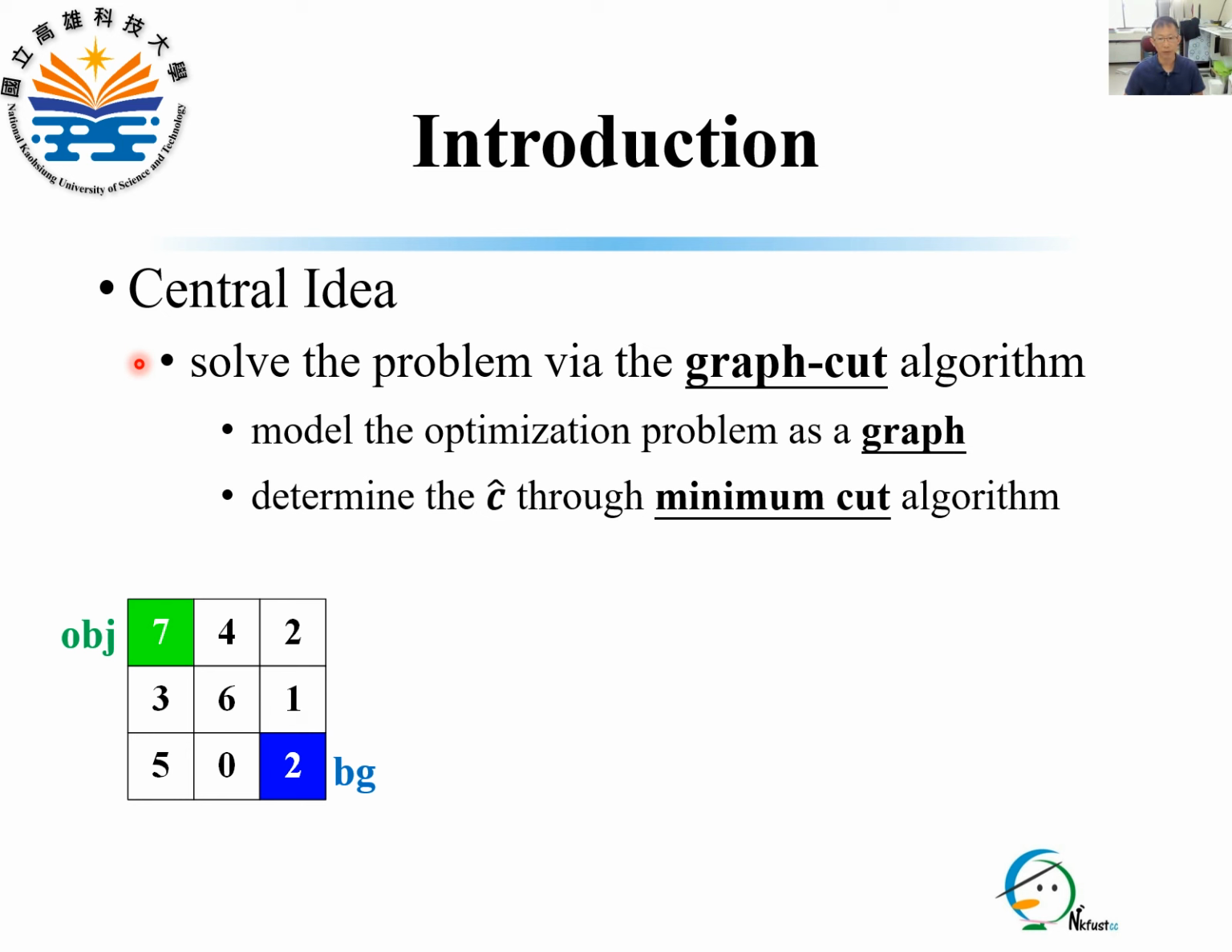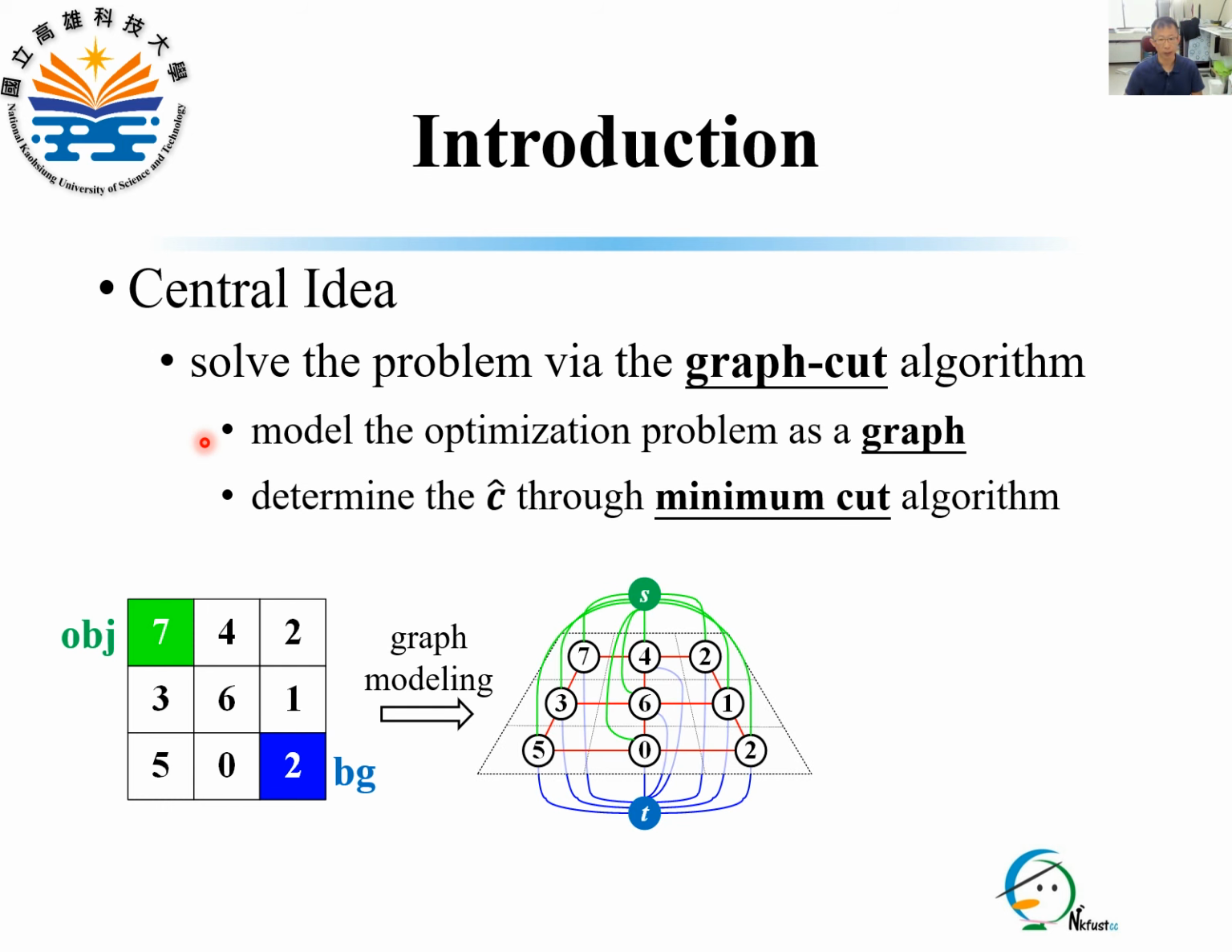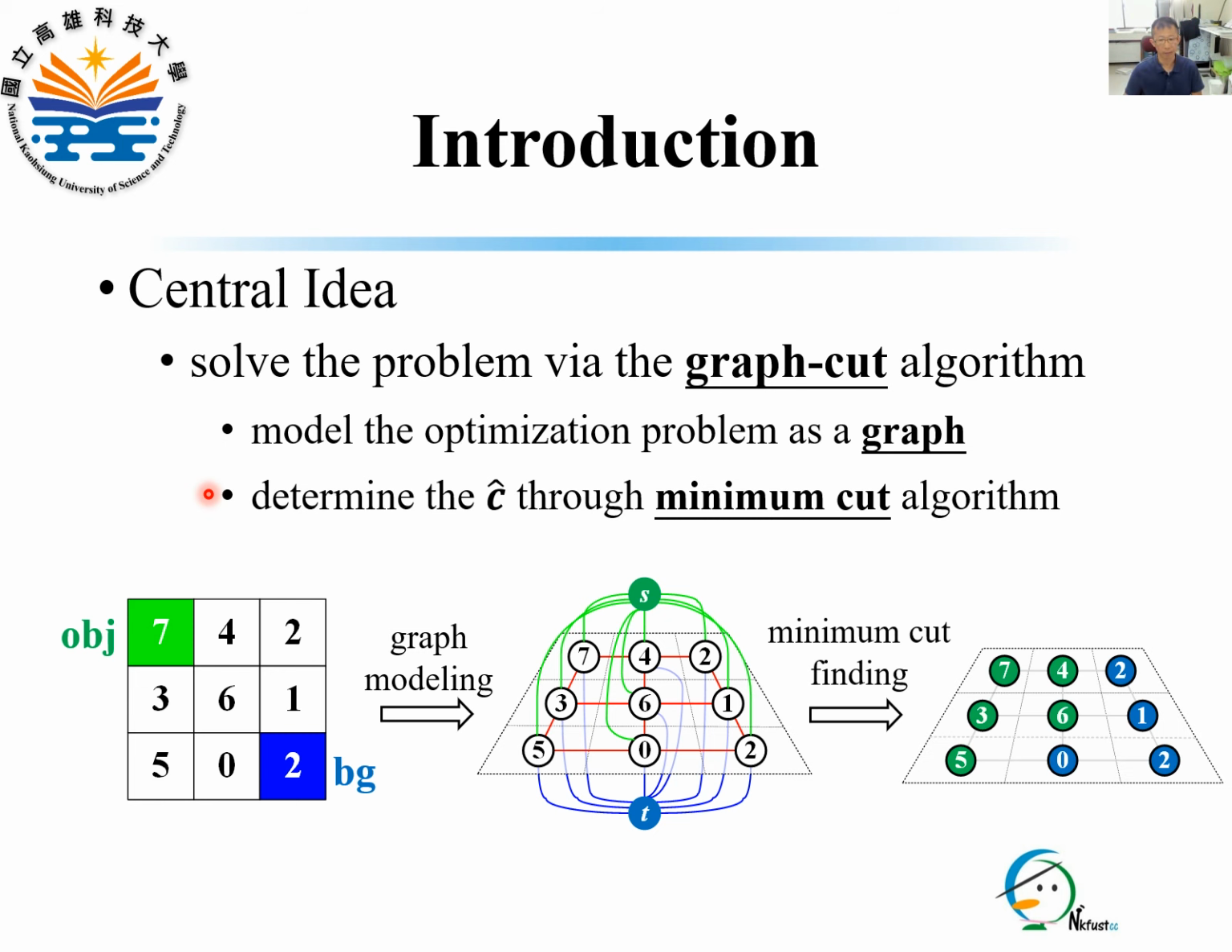This paper solves this optimization problem using the Graph Cut algorithm. Initially, it models the optimization problem as a graph. Then, it determines the optimal segmentation, denoted as C hat, through the Minimum Cut algorithm.